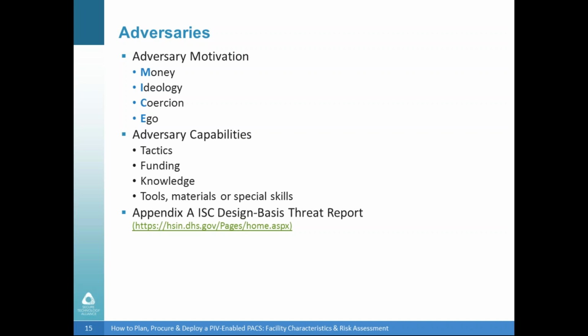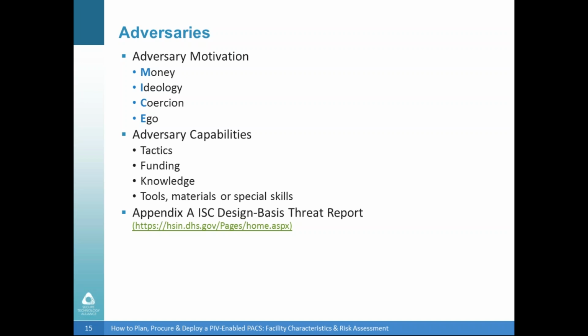Money is the most common motivating factor, and it's the easiest one to understand. Adversaries are simply looking for some sort of financial gain by taking an asset from you or preventing you from using that asset. Reducing or eliminating the potential for financial gain mitigates the risk from this type of adversary.